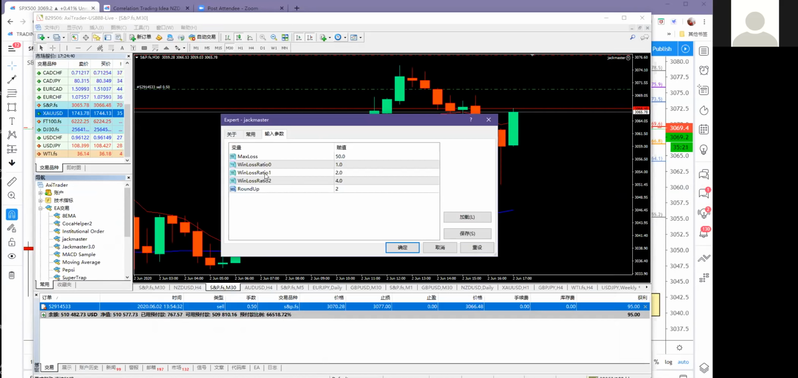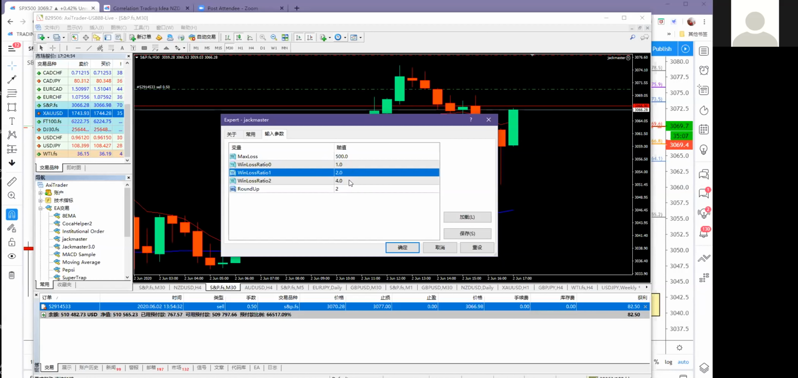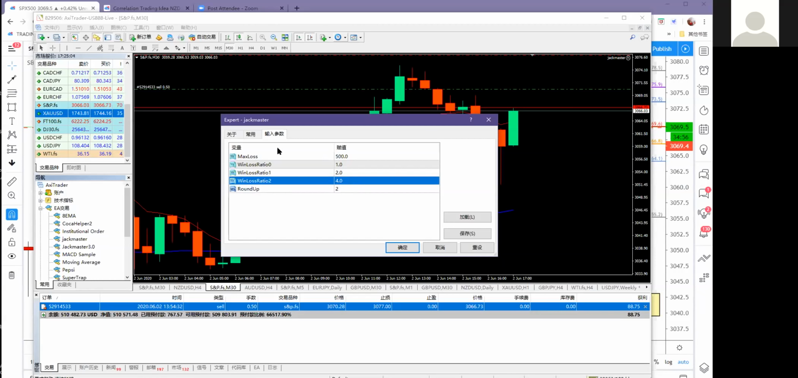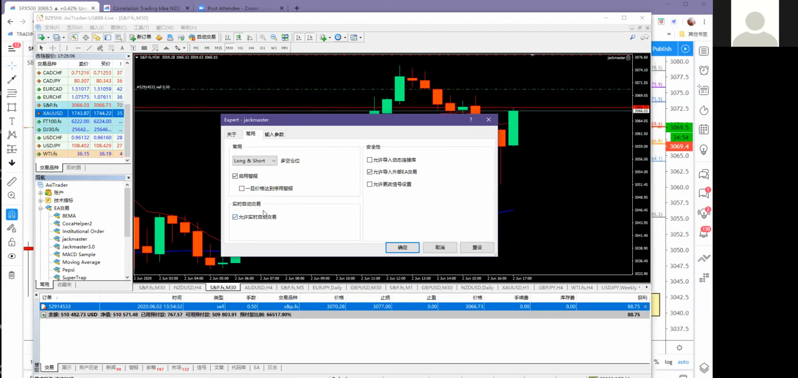For example, if I choose my max loss to be $500, and my first target will be 1.121, second target 122, third target 124. The lot size will be rounded up to 2 decimals after the 0. And I click enable auto trading.